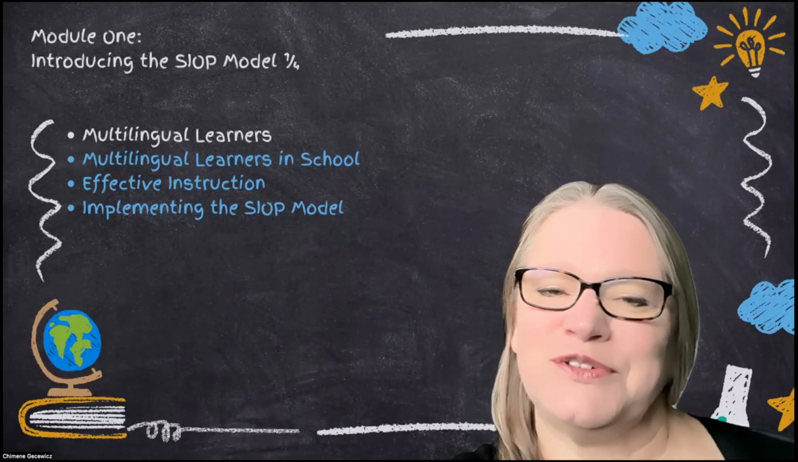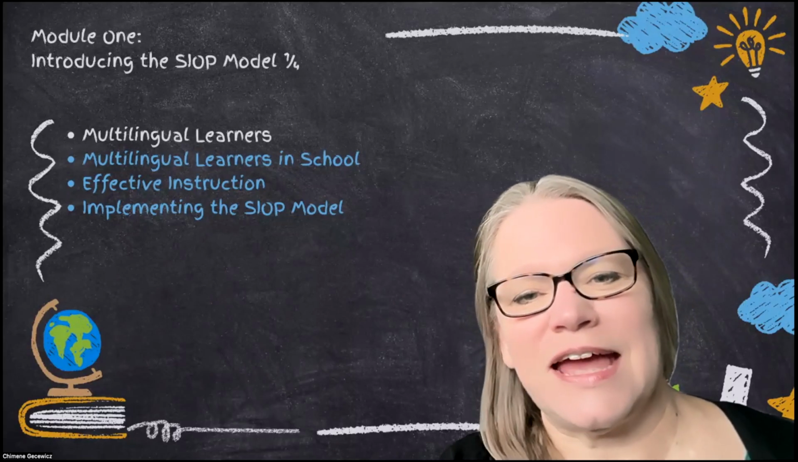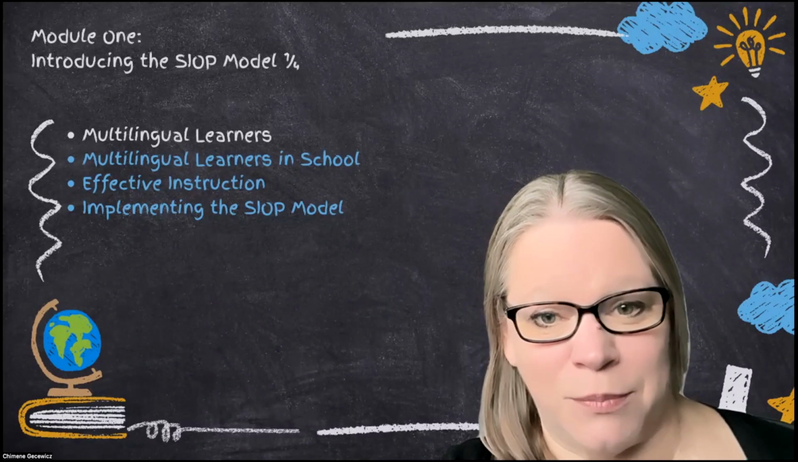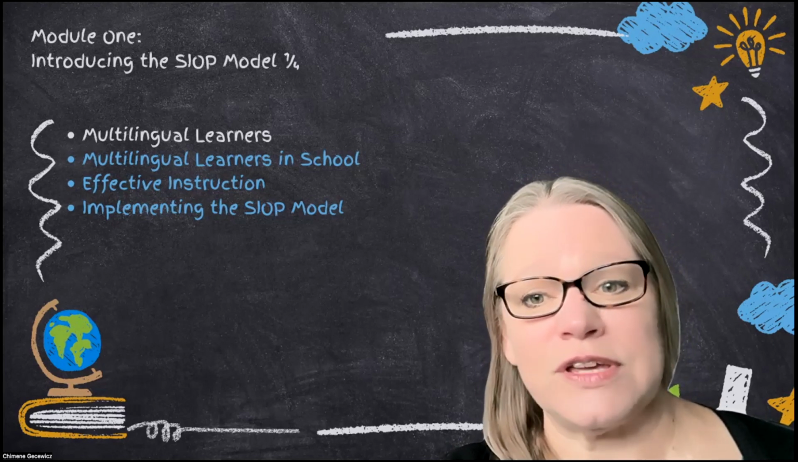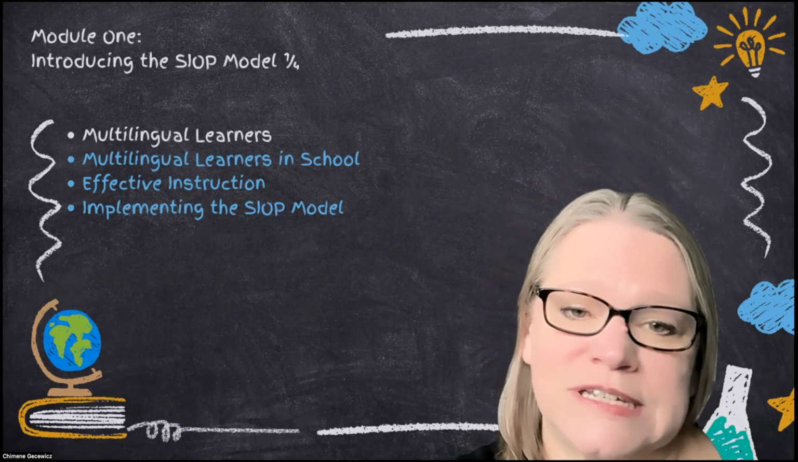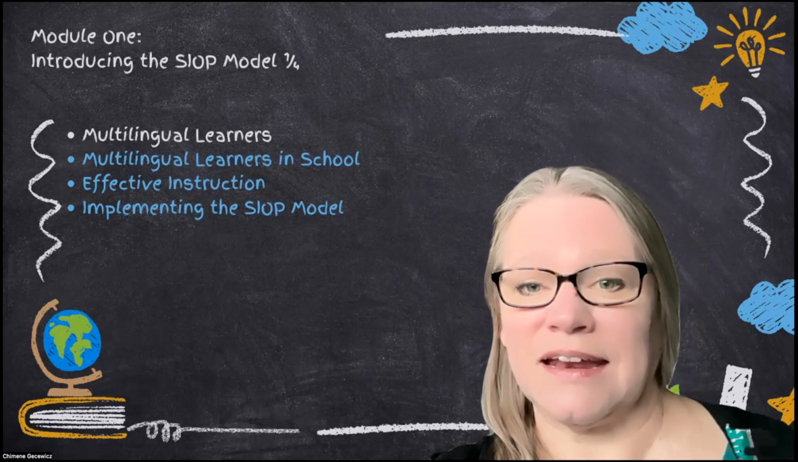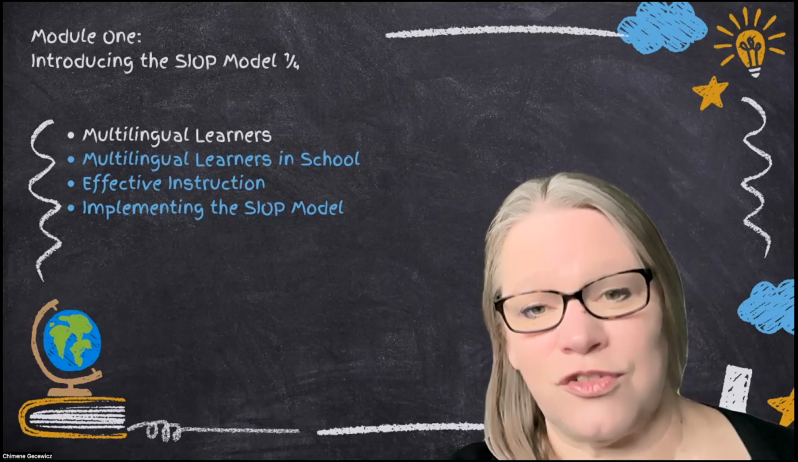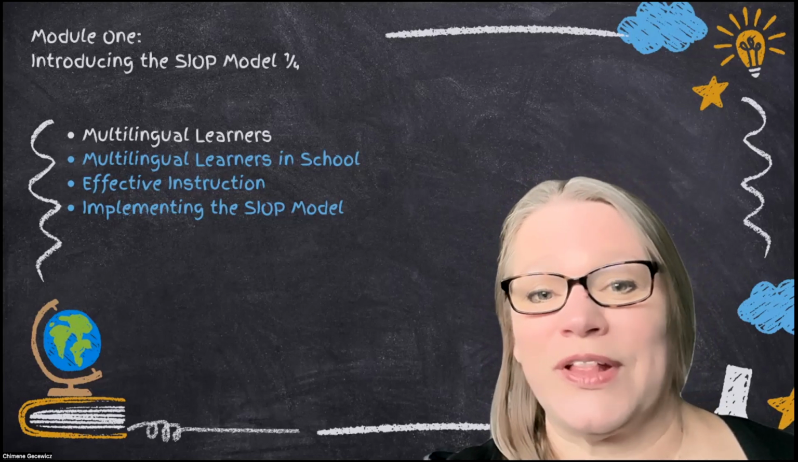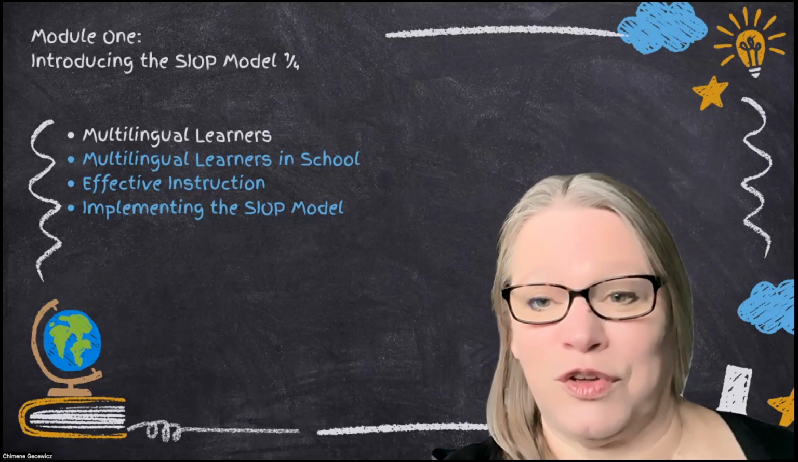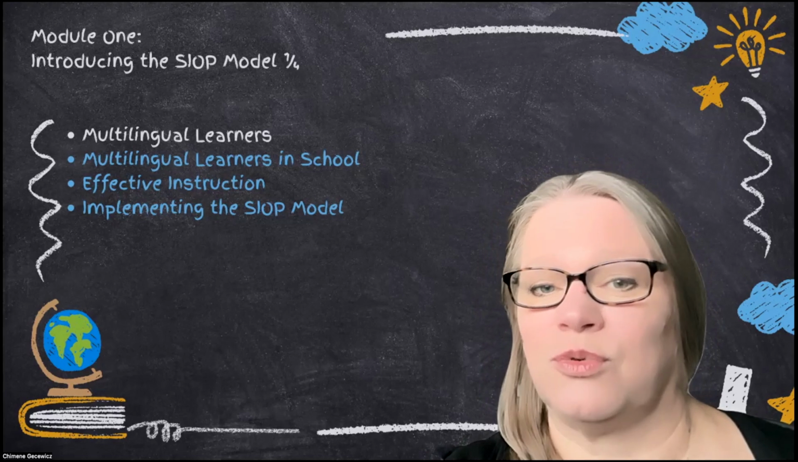Today we're going to be looking at key ideas from Chapter 1 of the SIOP model textbook. Our focus is going to be on introducing the SIOP framework and understanding the diverse strengths and needs of our multilingual learners. So let's begin with an overview of our objectives for this module.